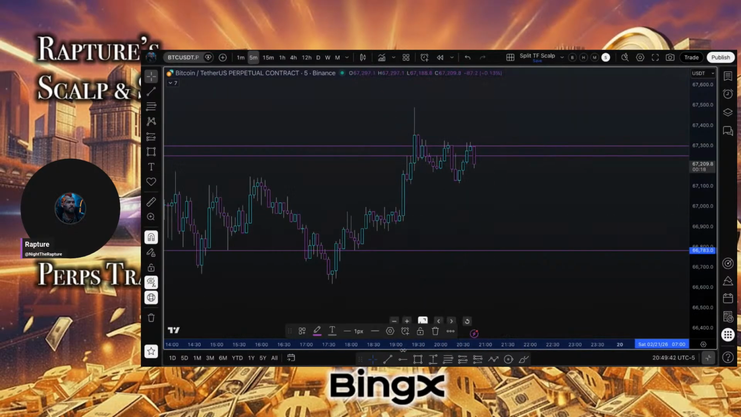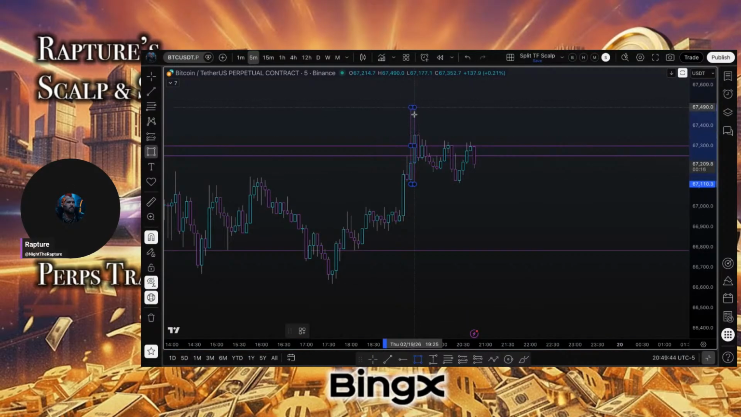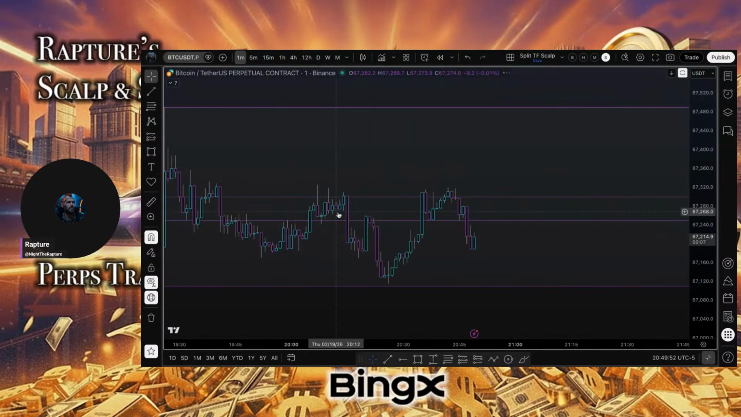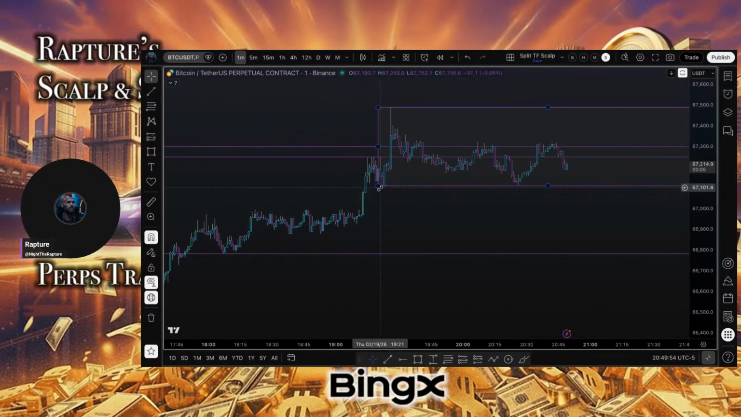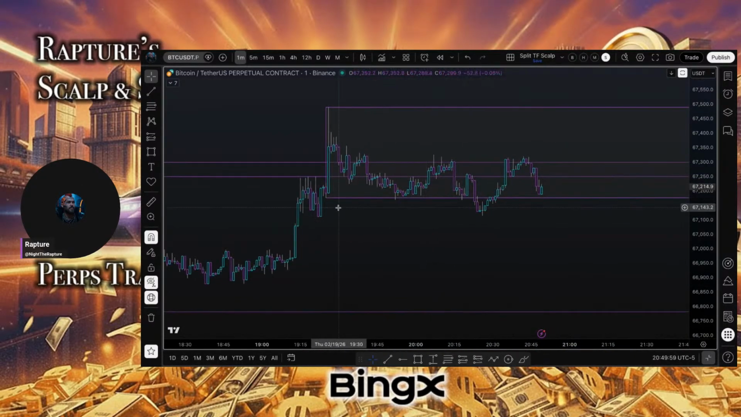Okay, so that H4 SFP that we've put in has not confirmed a breaker yet. You can see how it's rejecting off of that level though. Go down to M1. So M1, you did confirm a breaker right there. It's an M1 bearish breaker off of the H4 level.